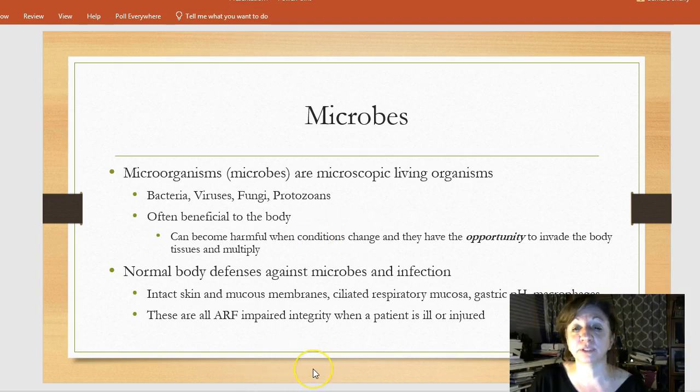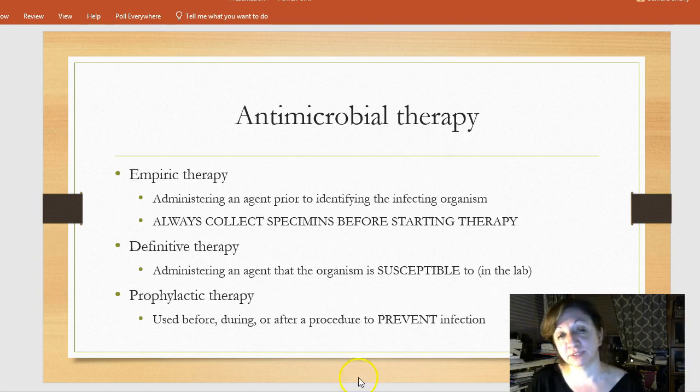So we don't want to get rid of all of them. We only want to get rid of them when they multiply and cause harm and make us sick. That's when we want to get rid of them. So antimicrobial therapy is an amazing thing when you need it, for sure. And this is when we would treat a patient for an infective organism that is causing them to be sick.